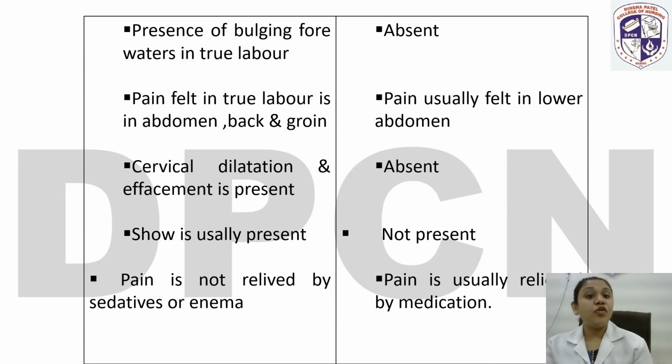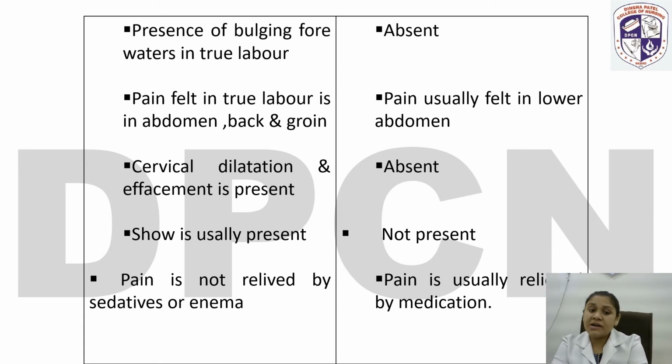Presence of bulging forewater in true labor pain. We can see the bulging of the forewater in true labor pain. In false labor pain it is absent. The pain felt in true labor is on the abdomen, back and groin area. In false labor, the pain is usually felt in the lower abdomen only. Another, cervical dilatation and effacement are also present in true labor pain, and absent in false labor. Show is usually present in true labor. In false labor pain it is not present.